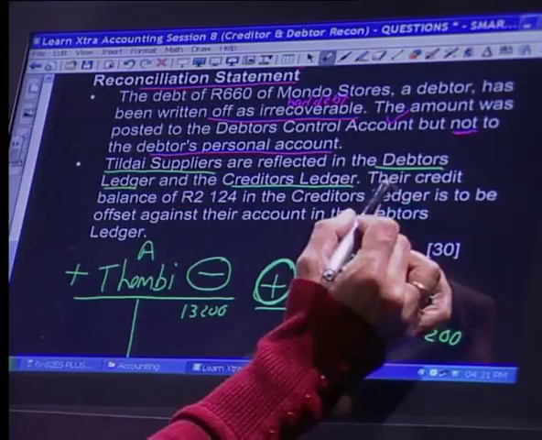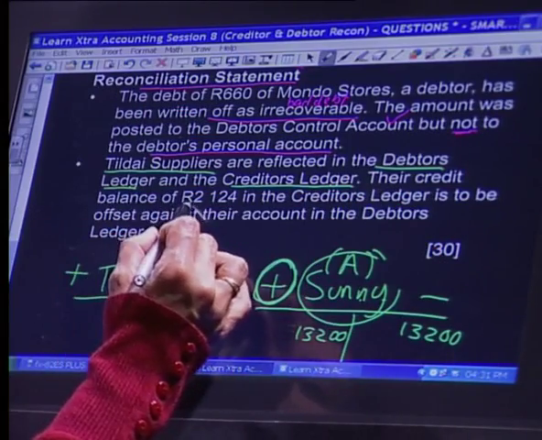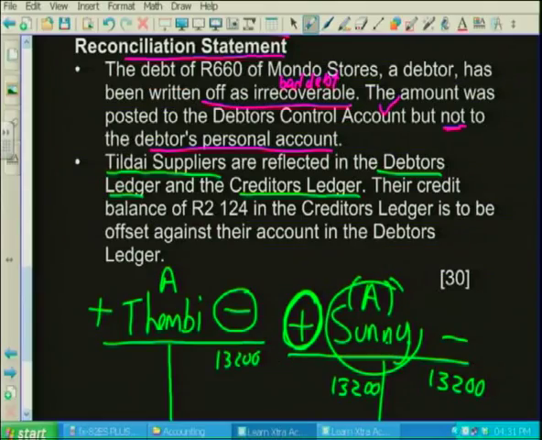So I decide, okay, let's pay 400 Rand. So automatically I've overpaid. And as a result, Woolworths is now owing me 100 Rand. So that's when, instead of me being a debtor, I've now become a creditor. So it could be a similar scenario. Let's read on. Their credit balance of 2,124 Rand in the creditor's ledger is to be offset against their account in the debtor's ledger.